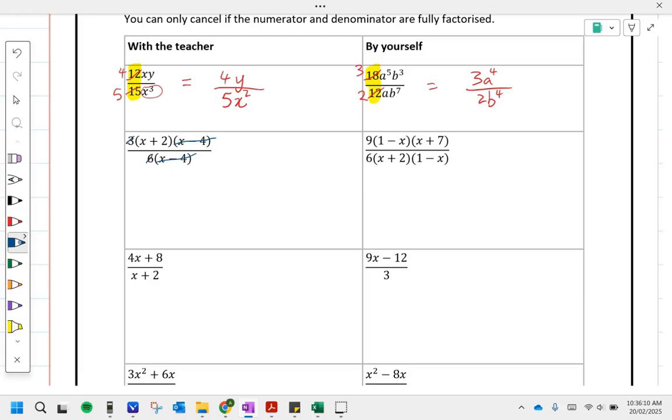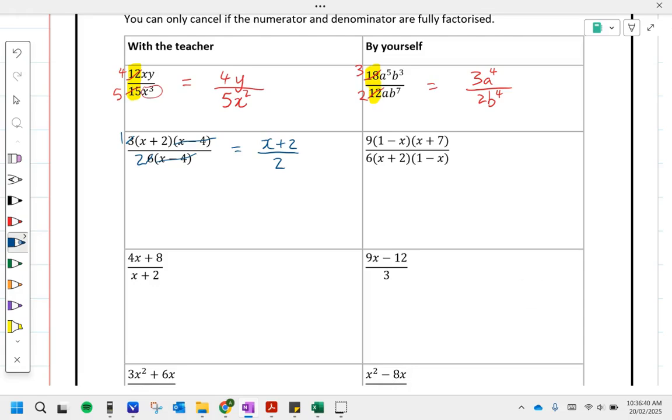3 and 6 are both divisible by 3. When I divide 3 by 3, I get 1. When I divide 6 by 3, I get 2. So my final answer is x plus 2 all over 2. I don't need to write the 1 out the front because 1 times anything is itself, so we don't need to write that. That's our final answer. Okay, why don't you pause the video and have a go with this one on the right.